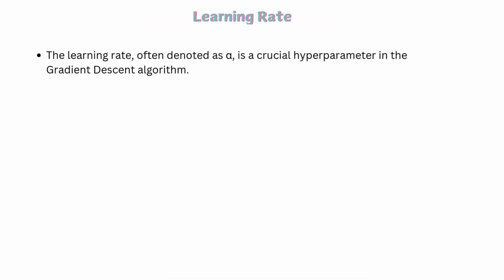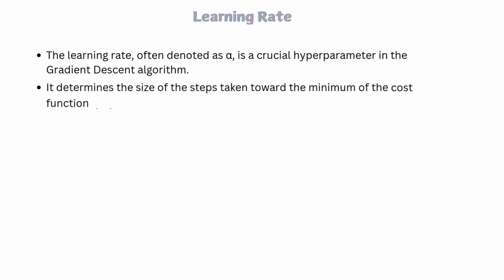The learning rate, commonly represented as alpha, is a vital hyperparameter in the gradient descent algorithm that significantly influences the training process of machine learning models. It dictates the size of the steps taken towards the minimum of the cost function during optimization.